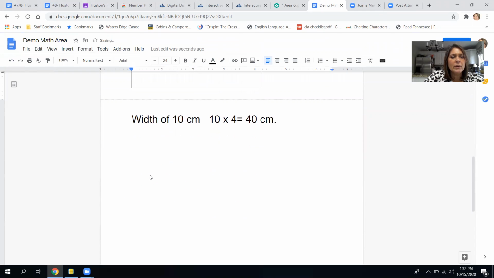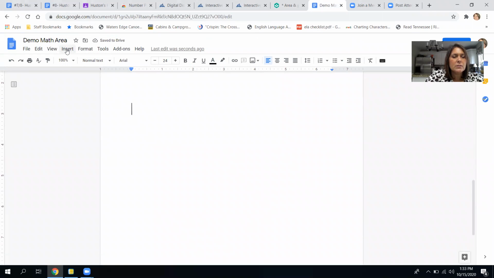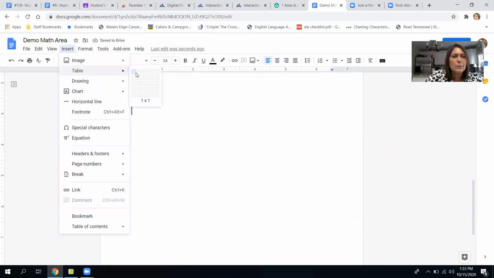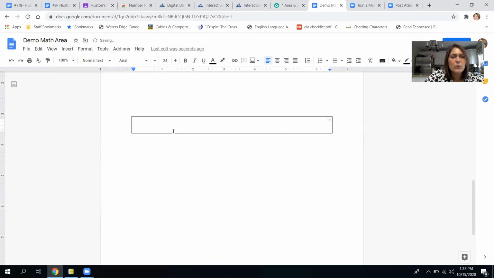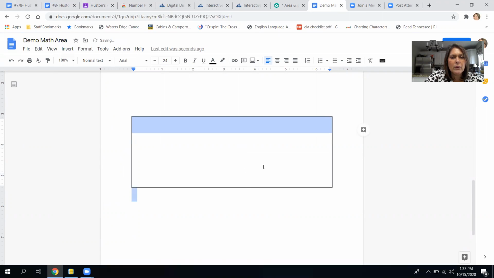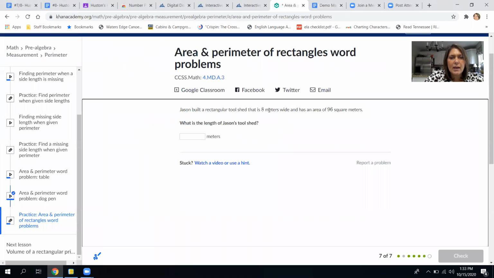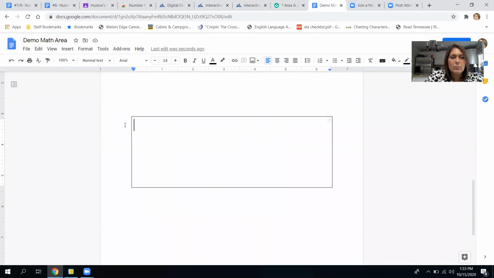Let me go back down here. I'm going to just insert another one right here. Okay. So we're going to think of this, make this a little bit bigger. And we're going to think of this as his tool shed. Okay, we know that it is 8 meters wide. So the width of that tool shed is 8 meters, 8 meters, okay?